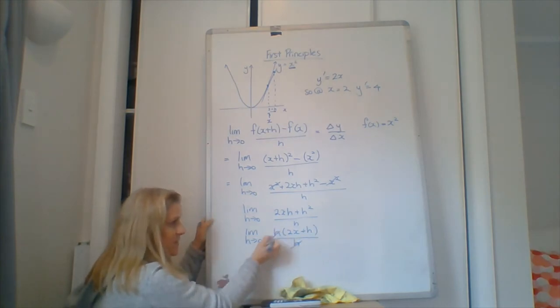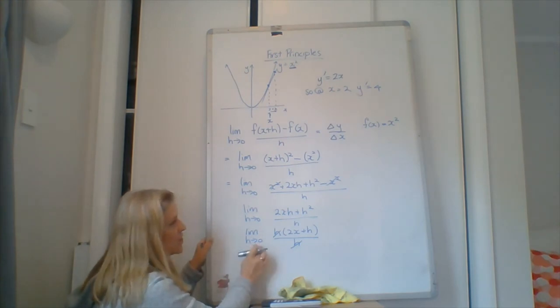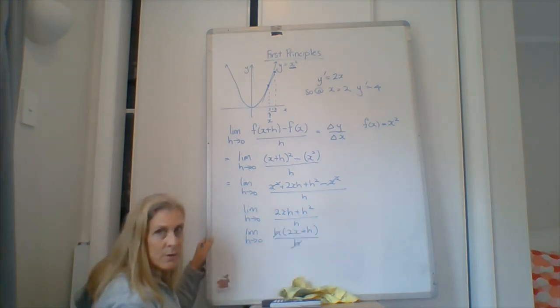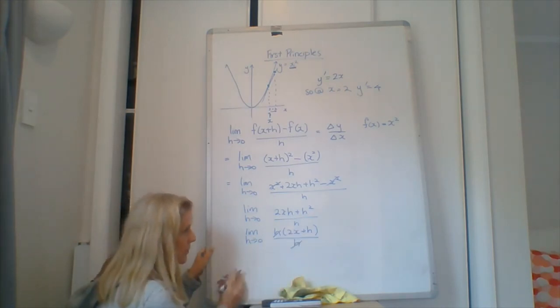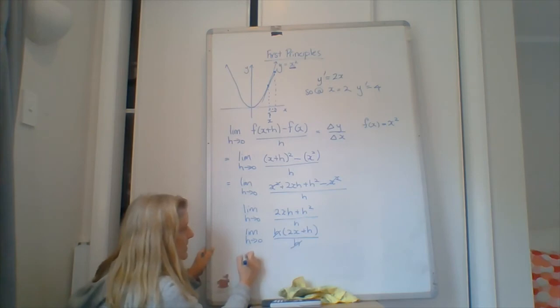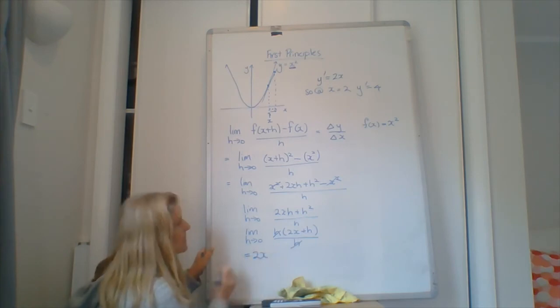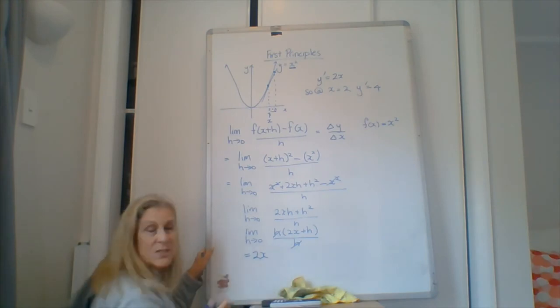So those cancel. So when it looks like h is going to be 0, what does it look like the function is going to be? So as the limit goes towards 0, this is going to equal 2x. So that's our new derivative. Therefore, at 2, we know it's going to be 4.